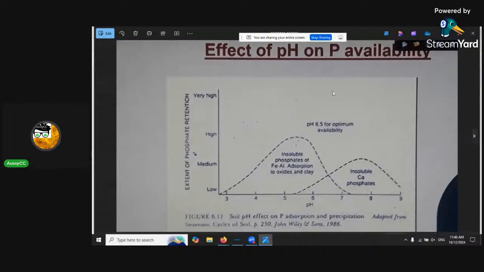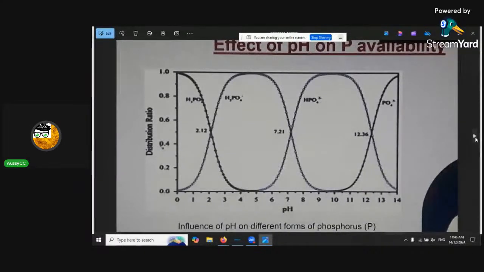What's this one? The effect of pH on phosphorus availability. That's a better one, because it's got the H2PO4 minus and then the HPO4 2 minus. So this is the one that you want. This is the form, as you can see. It's more readily available between 4 and 6.5, and this one is really only available from 7.5 upwards. So H2PO4 minus. That was actually an exam question.